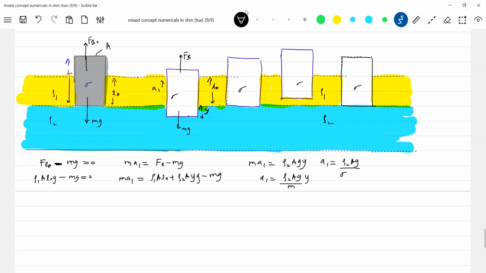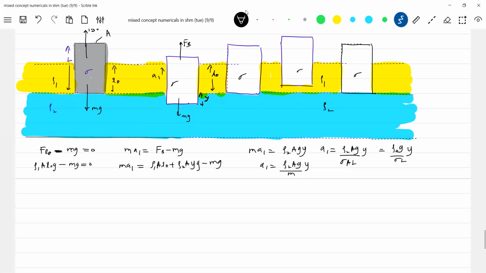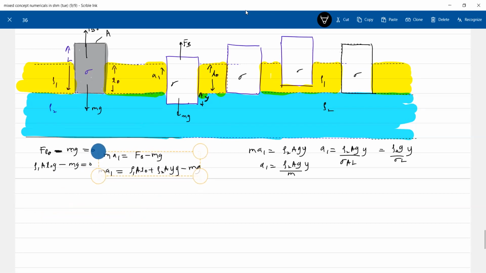m is equal to sigma A L. So this is one acceleration a1. Okay, I'll shift all this. I think printout will be a problem, no? Okay, let it be here. Some of you are taking printout.